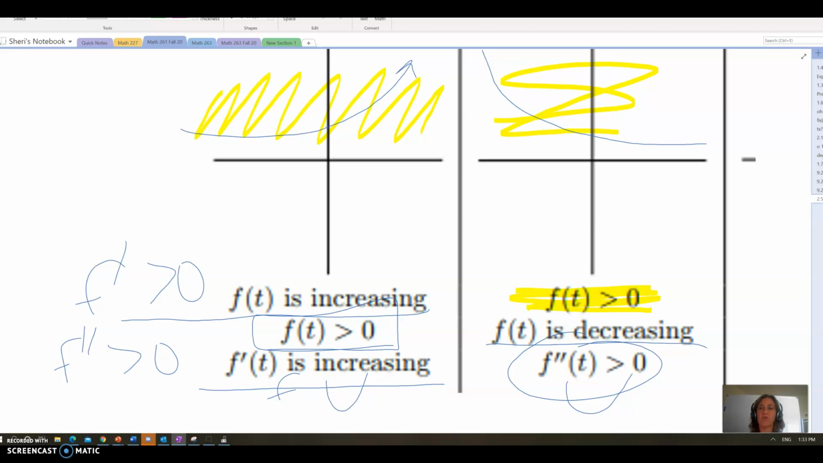Tomorrow we're going to do a bunch more examples where we have to do these sketches and kind of put everything together. And then we'll talk a little bit more about what it means to be differentiable in general.